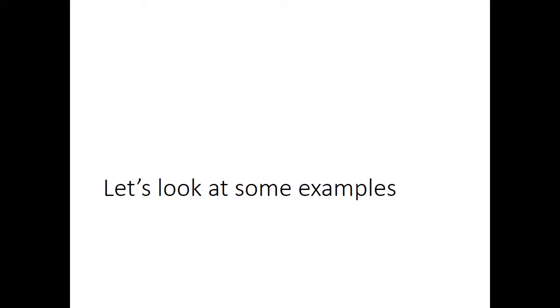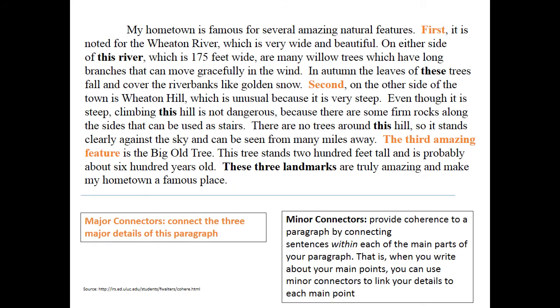All right, let's look at some examples of what I'm talking about. So on the screen here, there's a paragraph, and I'm not going to read it out loud. I'm going to explain this and then let you pause the screen so that you can read it yourself. But as you read this paragraph, there's 2 main things I want you to pay attention to. The text in this orangish color are major connectors. These connect the 3 major details of this paragraph. So I want you to pay attention to where they appear and how they're making their connections.